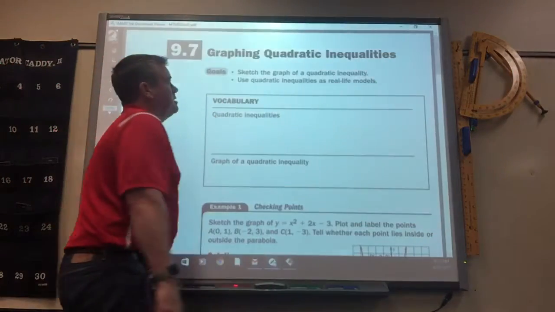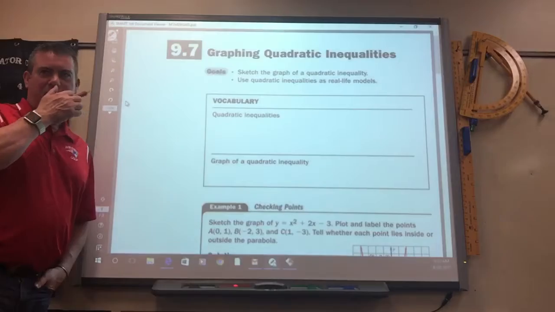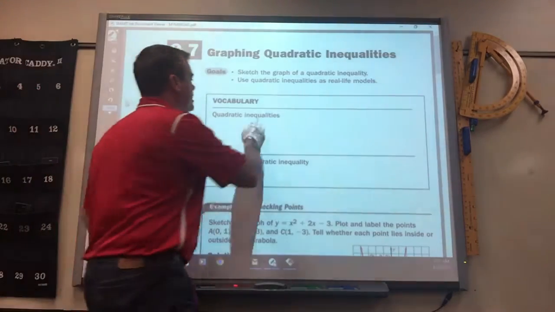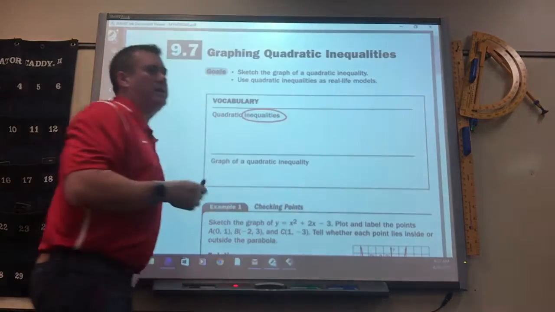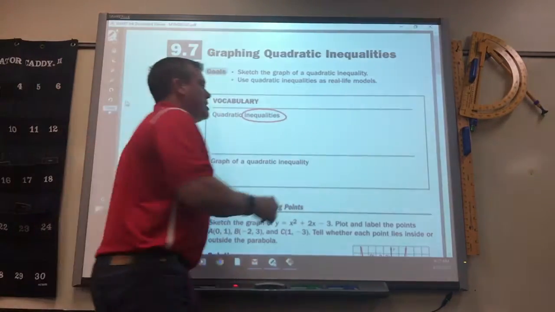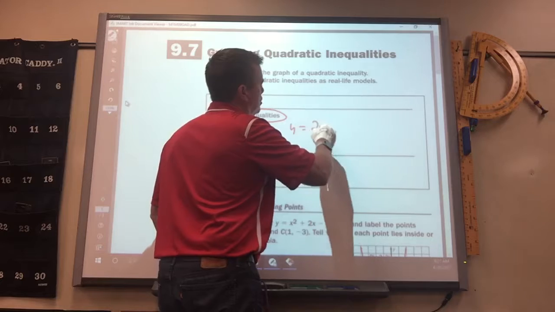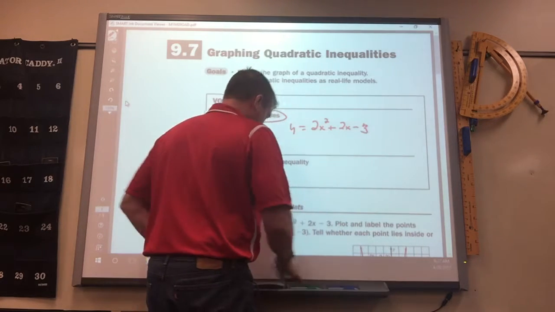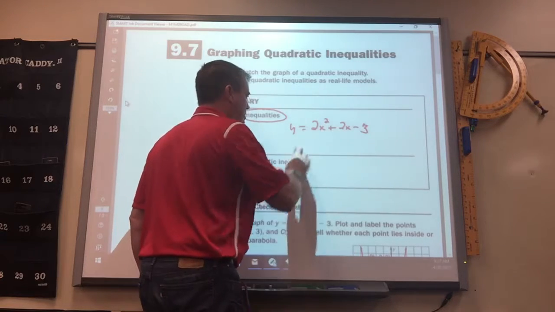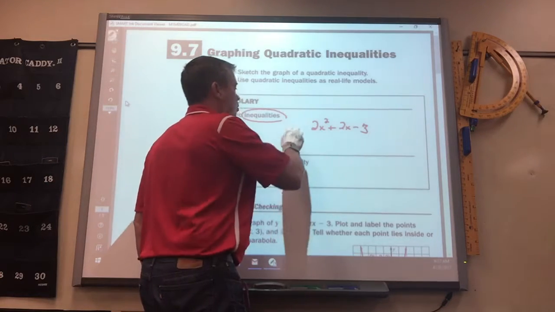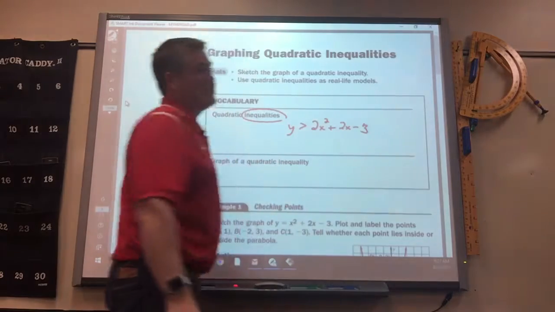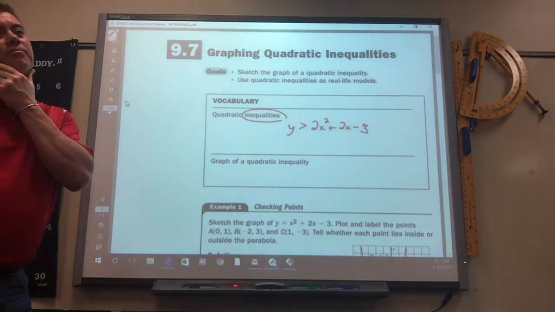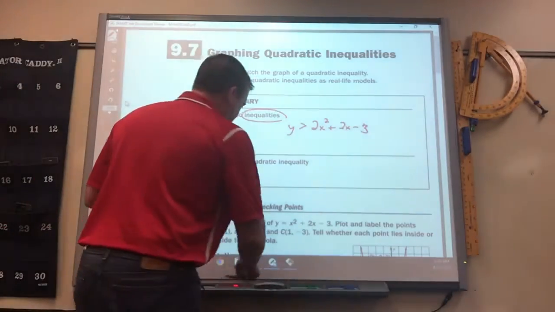So this section, it's really nothing new. It's just graphing quadratics. The difference is there are going to be inequalities. So instead of y equals 2x squared plus 2x minus 3, it's going to be y is greater than, or less than, or greater than or equal to, or less than or equal to. So the graphing part is exactly the same.